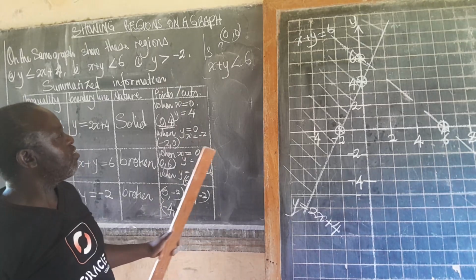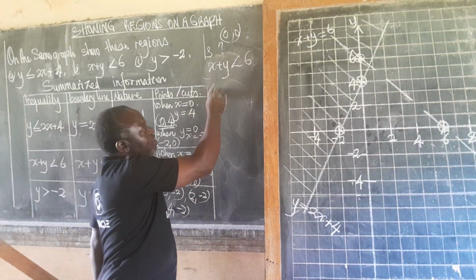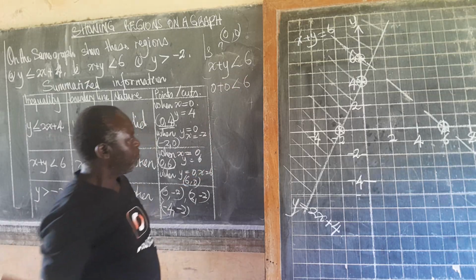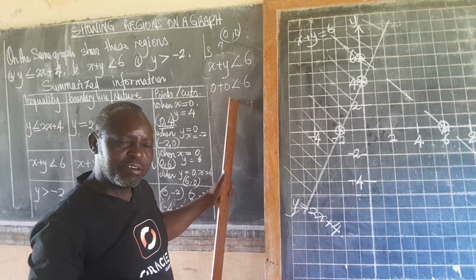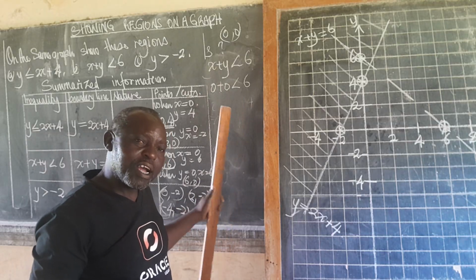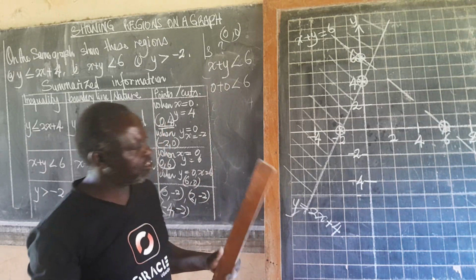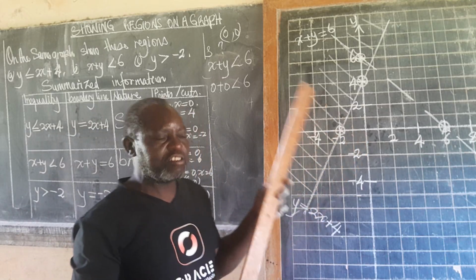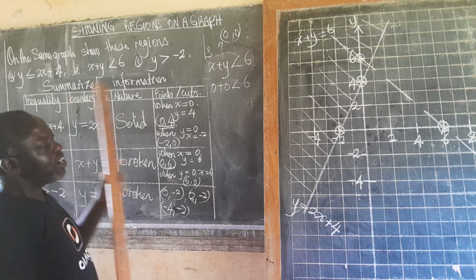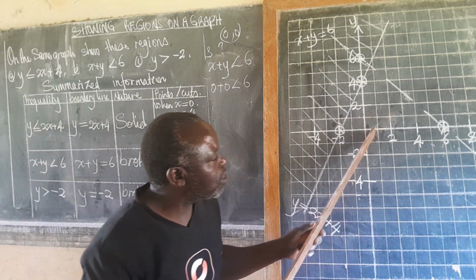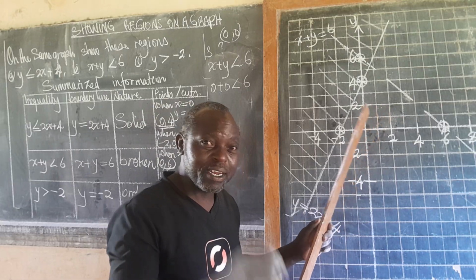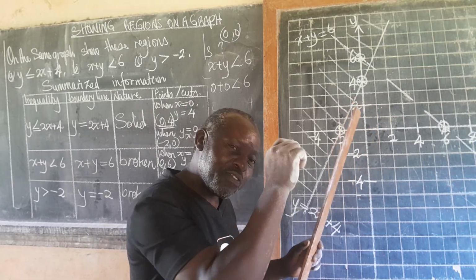Using our point (0, 0), we say 0 plus 0, is it less than 6? 0 plus 0 is 0. Automatically 0 is less than 6. Therefore this region also agrees with this inequality. When a region agrees with the inequality, by the moment you get the answer yes, that's an indicator that it is the wanted region.